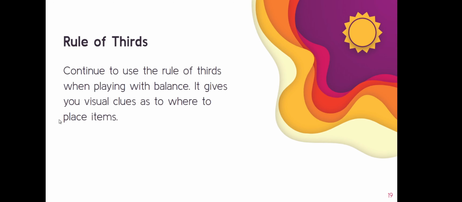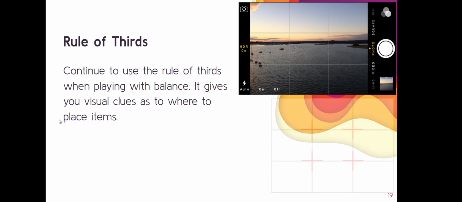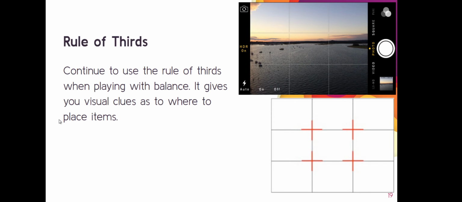Rule of thirds should still come into play on this photo if you're doing it right. So continue to use the rule of thirds because it lets you see where you can place items to give them balance. So you set your camera up to look like that, or imagine this when you're taking your photos.